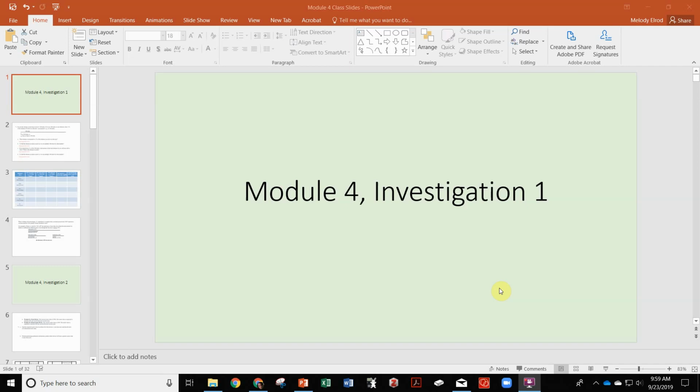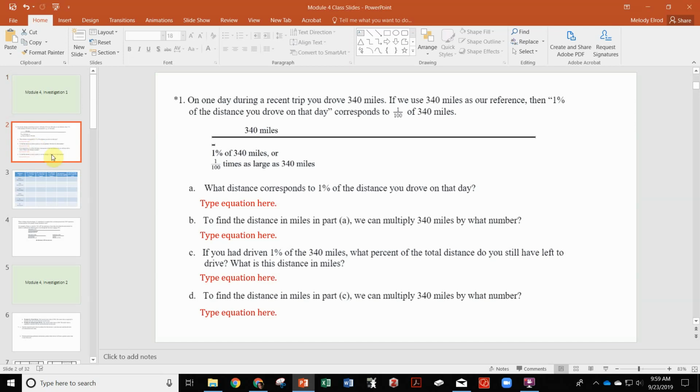Module 4 is all about exponential and logarithmic functions. To get started with that, we really need to take a look at this idea of portion and percentage and being able to multiply those things together. So we're going to start with Module 4, Investigation number 1. Looking at problem number 1 in your book or in the handout in D2L, you can see this first problem is talking about a pretty simple scenario.